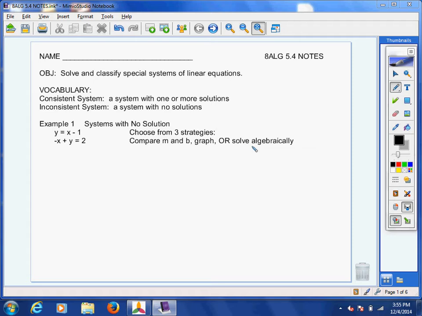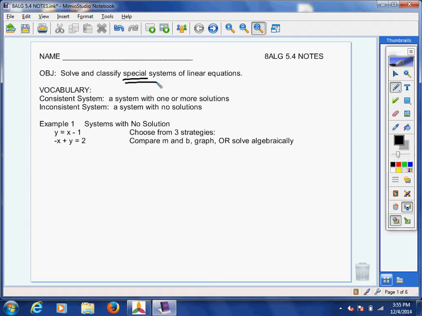So we're actually going to add a little something that you're not used to just yet. The idea with a special system: all the ones we've done so far in sections 5.1, 5.2, and 5.3, all of those lines crisscross and they cross over at one point of intersection. Okay, that's all we've seen so far.